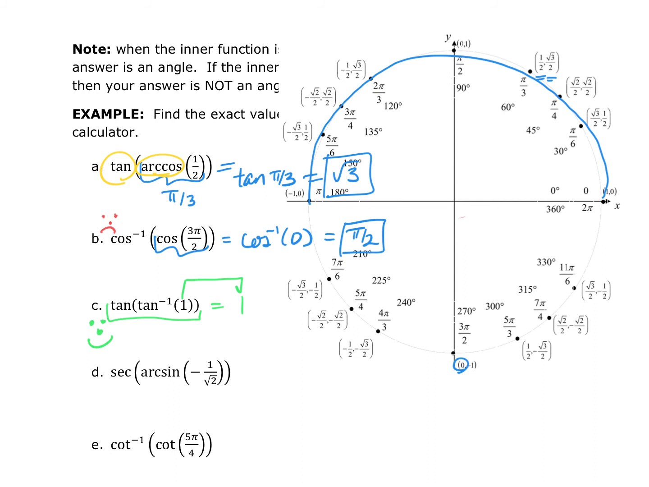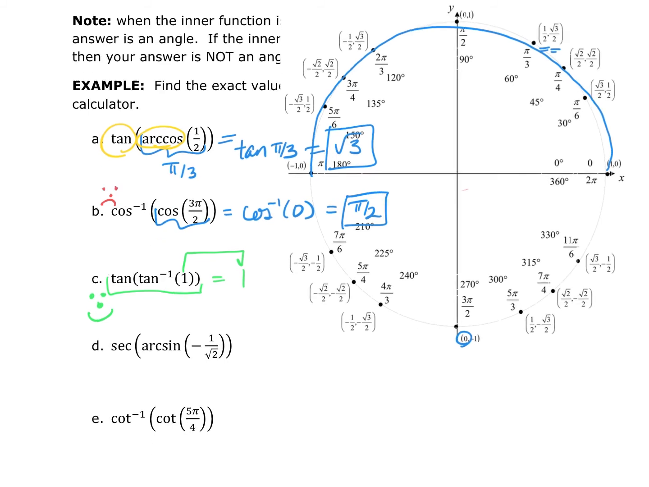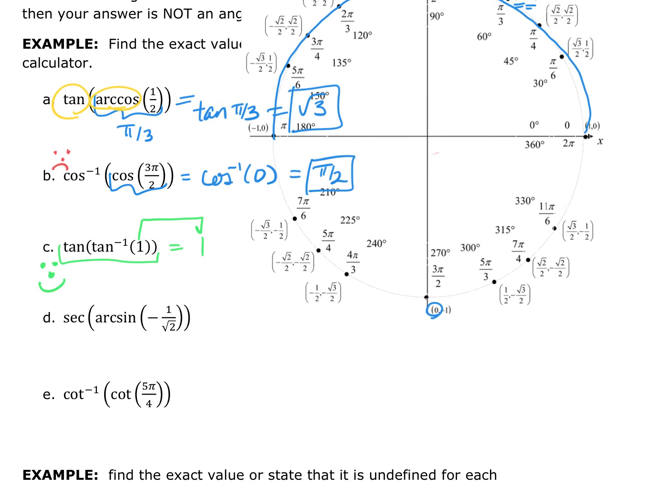Okay, now let's take a look at my last couple of questions here. And again, I'm going to use my unit circle, and I'm going to evaluate my inner function first. Arc sine, well, this is different. This is negative 1 over the square root of 2. And I said before in this class, you never have to rationalize. But if you decide to rationalize negative 1 over the square root of 2, I would multiply the numerator and denominator by the square root of 2. This gives me negative square root of 2 over 2. And this is more familiar.